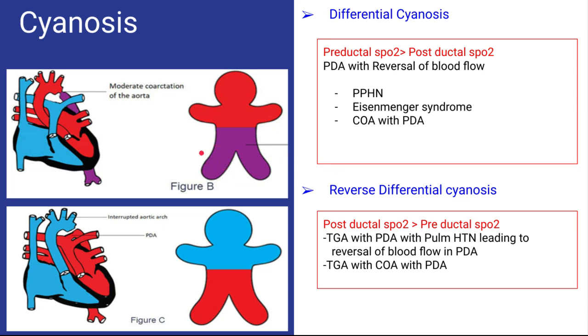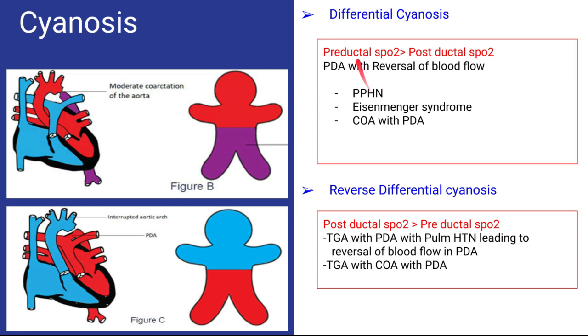It happens when deoxygenated blood directly enters into systemic circulation through patent ductus arteriosus or any other shunt. So when deoxygenated blood directly enters the systemic circulation without entering the lungs, the part of the body distal to this shunt is therefore cyanosed, and the part of the body supplied by normal oxygenated blood will be pink.